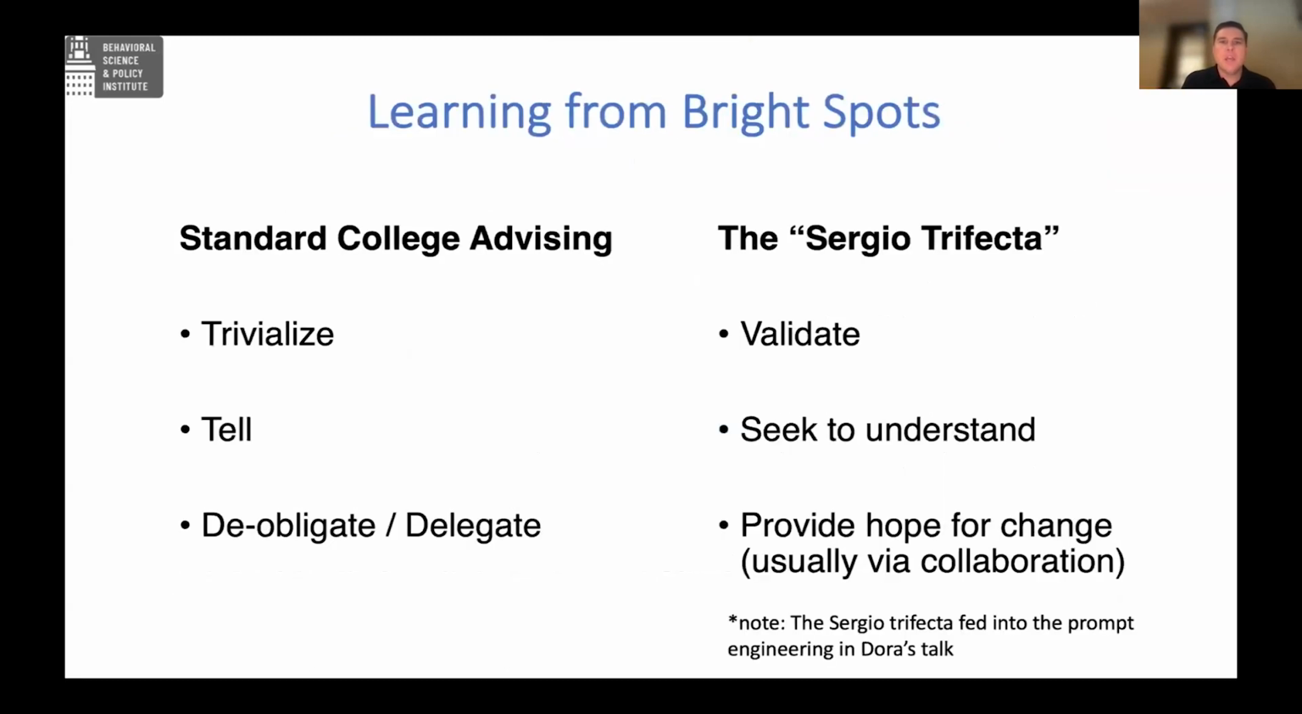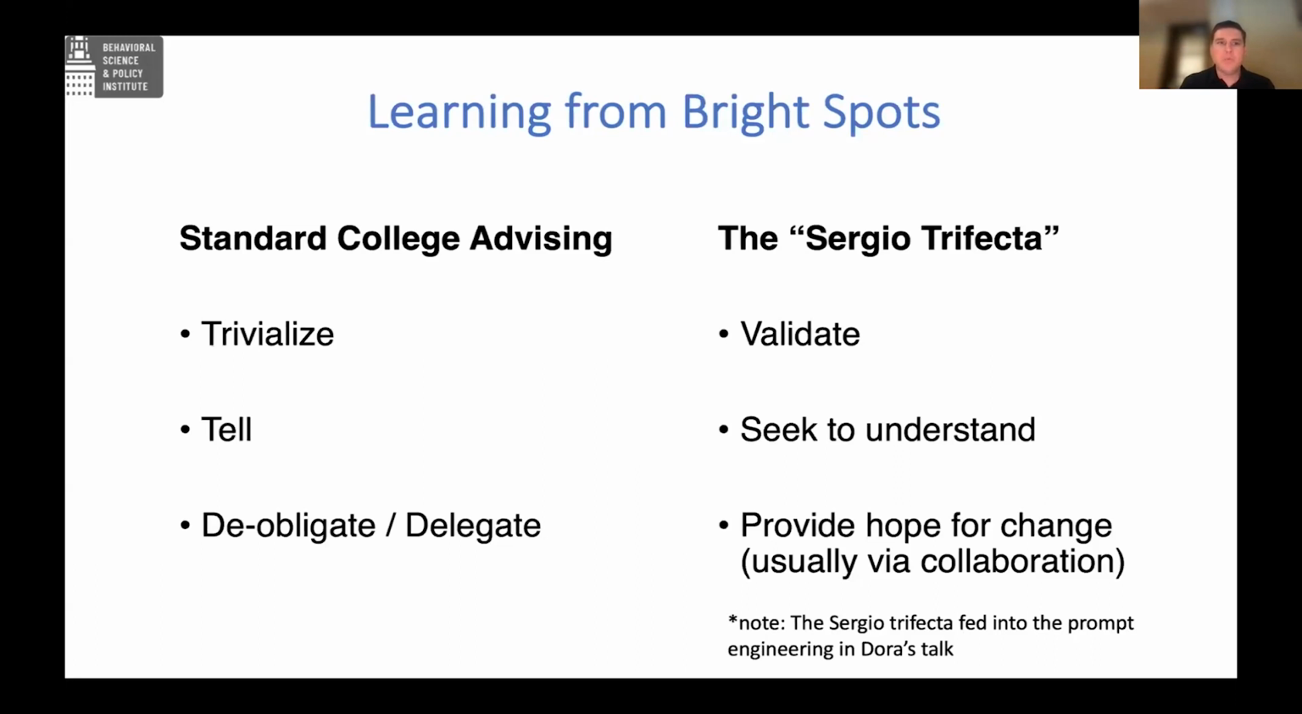Right? We call what he does the Sergio trifecta. The first thing he does is he validates what you say. The second is he asks questions where he seeks to understand. And then he provides an argument where you provide hope for change, usually via some collaboration between him and you. The standard college advisors don't do any of those things. They trivialize your emotions, they tell you what to do, and then they de-obligate themselves, or they delegate all the responsibility to the struggling young person, right?